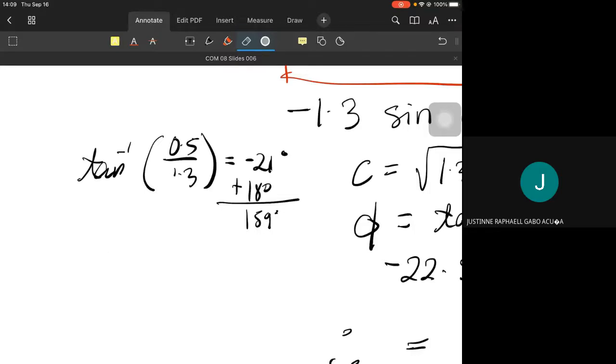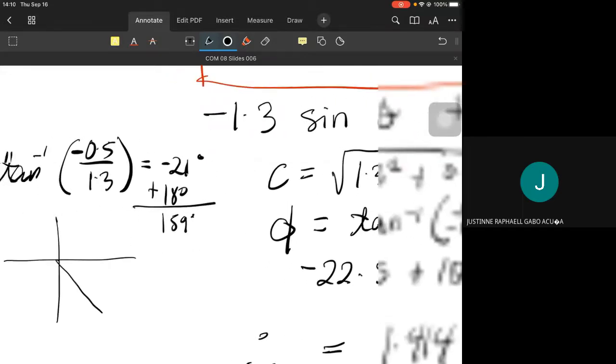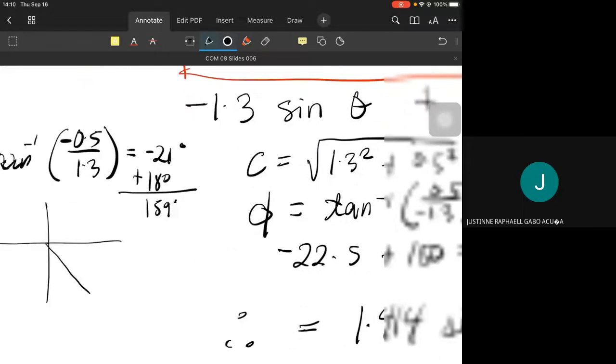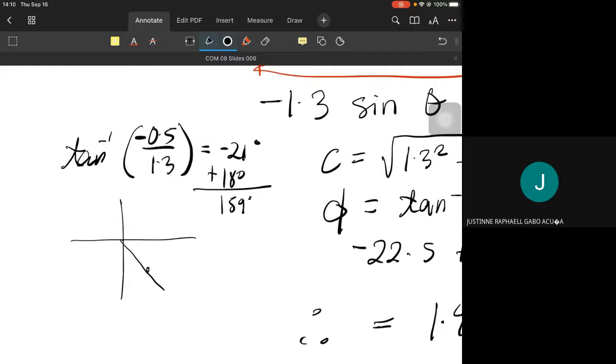So if the top is negative and we still get negative 21, but we expect that if one is positive, here it's correct, no? If 1.3 is positive and negative 0.5, so the cosine is positive. It should be here, no? So it's correct already. So we don't necessarily need to add. Or if you want standard notation, add 360. We'll still end up with the same position, but at least it's positive.